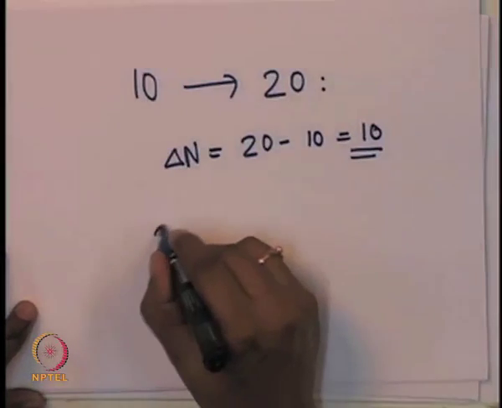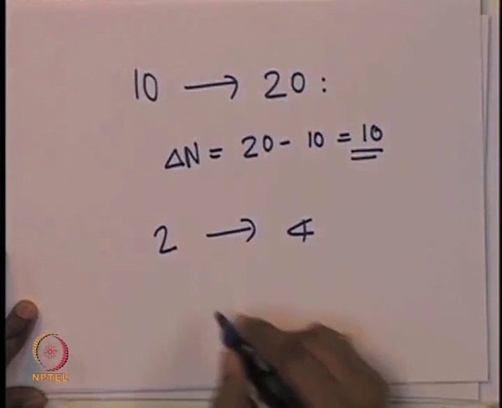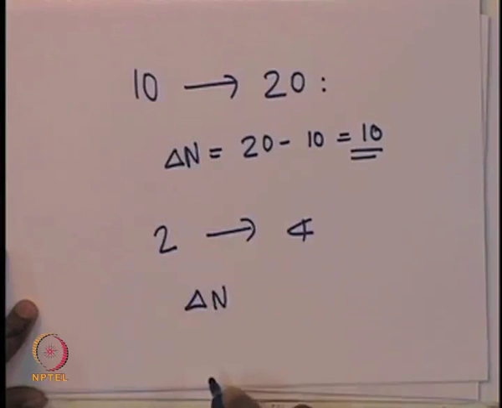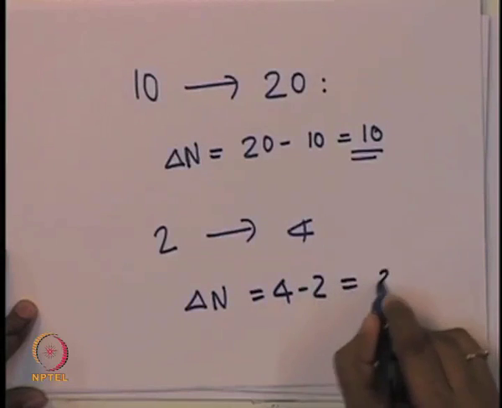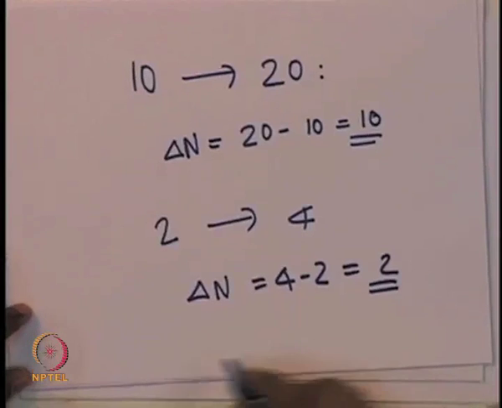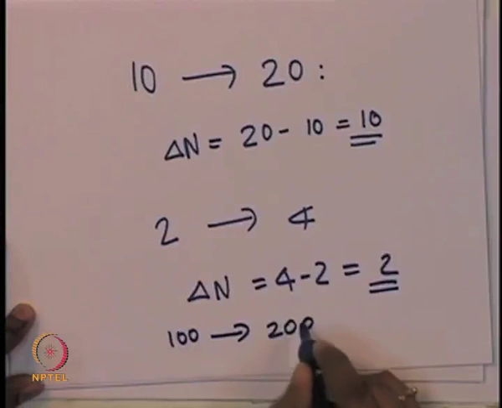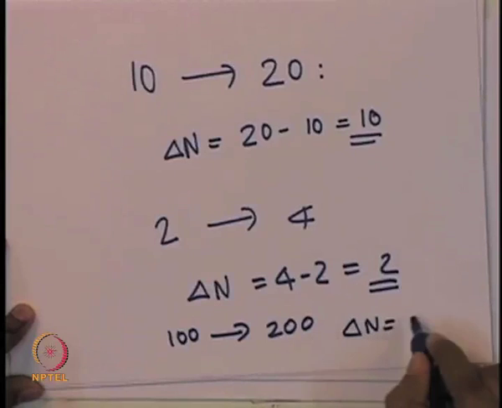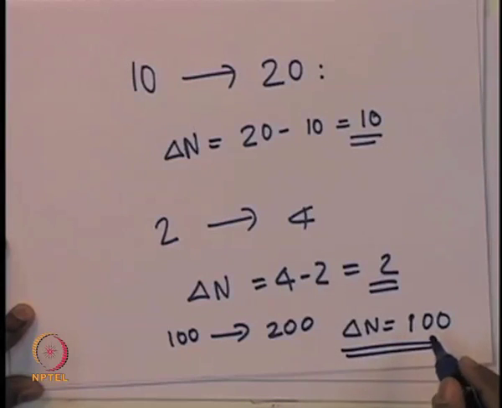If there are only 2 bacteria, they will go to 4. So, the change is just 4 minus 2, which is only 2. If there are 100 of them, they will go to 200. So, they increase by 100. So, the delta n will be 100. So, the more the number, the more the increase.